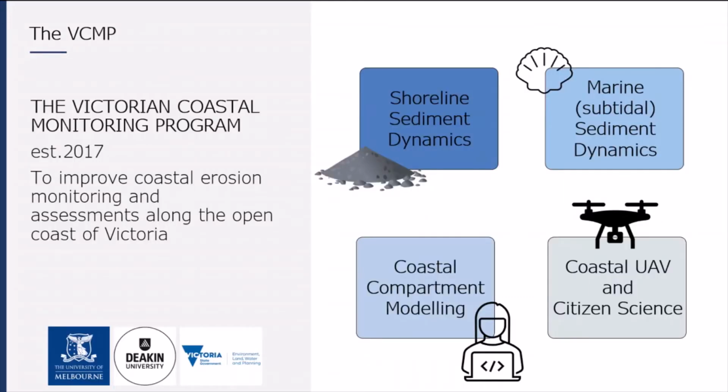Following on from this broad-scale assessment, further monitoring of coastal behaviours and change along the Victorian coast has been enabled through the Victorian Coastal Monitoring Program. The programme was established in 2017 as a collaboration between the Department of Environment, Land, Water and Planning, the University of Melbourne and Deakin University. It was designed to improve coastal erosion monitoring and assessment along the energetic coast of Victoria.